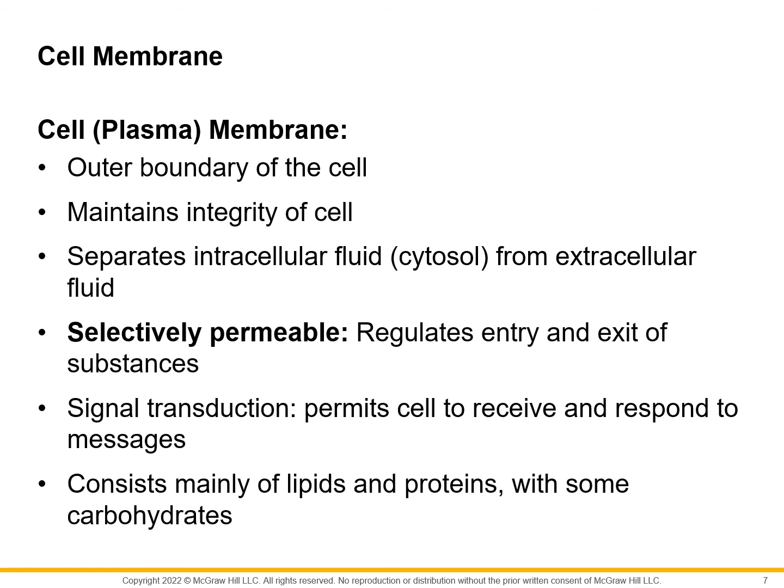And it is referred to as selectively permeable, which means that it can regulate most things that come and go. But we'll see there's a few things that can slip through. On this membrane, we're going to have special things that can pass signals and respond to messages in the body. And we're going to see that this is going to consist mainly of lipids, fats, and proteins. There's going to be some carbohydrates in there that will help connect and communicate, but it's mainly made up of the others.